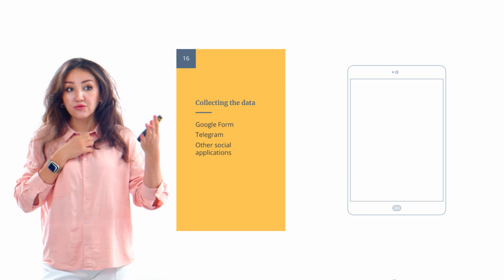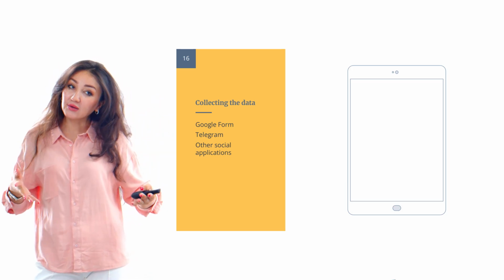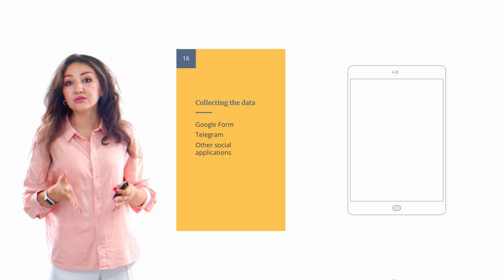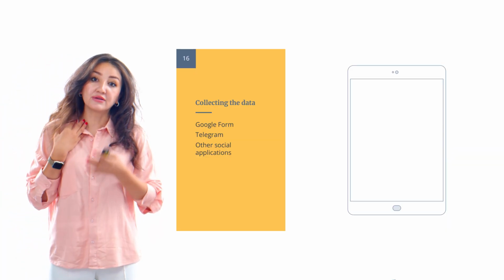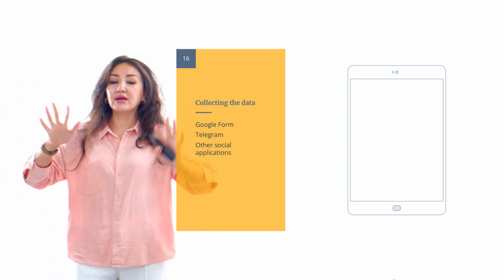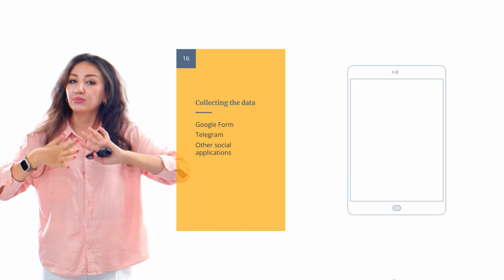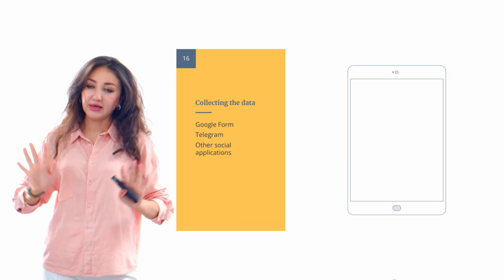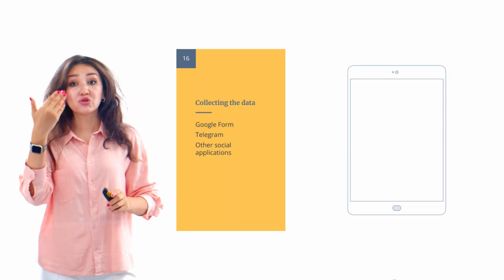You can make it through Google Forms, or you can make it through Telegram. In Uzbekistan, it's very common to use Telegram to gather surveys. And the third option is other social applications. It depends on you. Maybe you don't use Telegram. Please, you can use other social applications based on your choice.